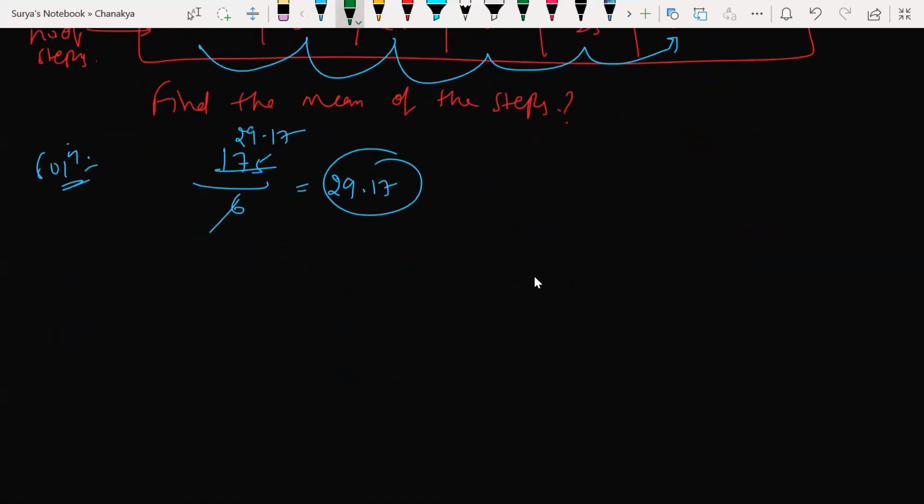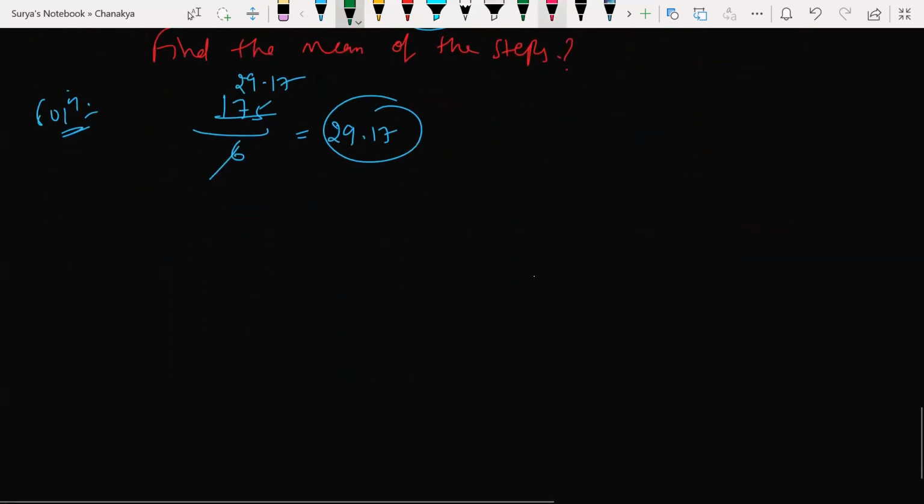Simple. Now we'll solve somewhat advanced types of questions. The reason behind giving somewhat easy questions in the starting was just to recap and brush up the basics.